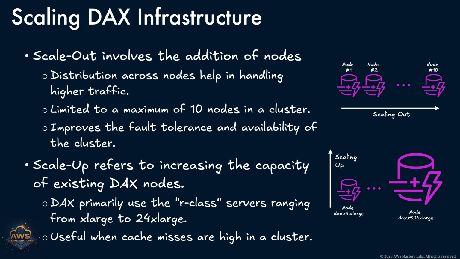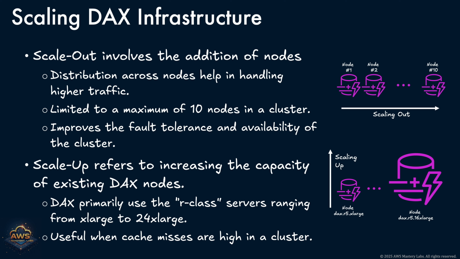On the other hand, scale-up, vertical scaling, and scale-out, horizontal scaling. Scaling up involves increasing the capacity of existing DAX nodes by adding more CPU power and memory. This approach is beneficial when the current nodes are reaching their resource limits, such as high CPU utilization or memory exhaustion. It is particularly useful for applications with moderate workloads that require higher per-node performance rather than distributed scaling.